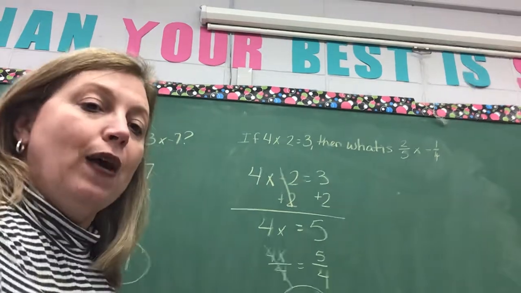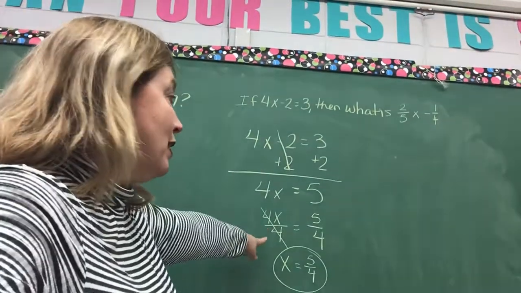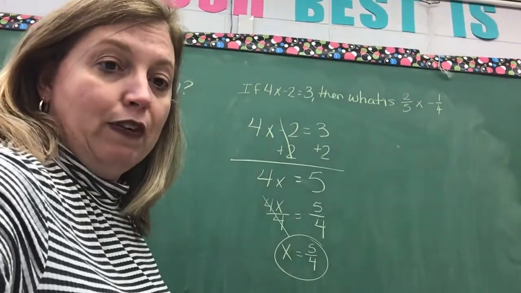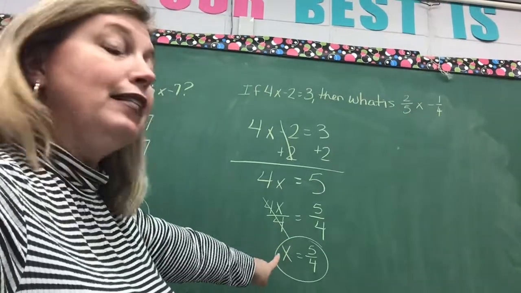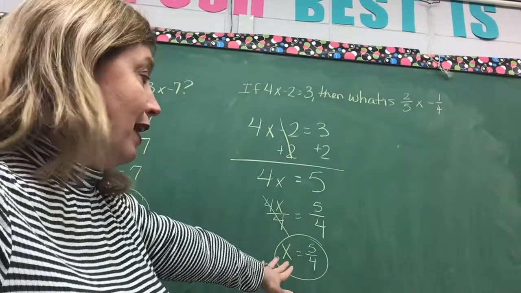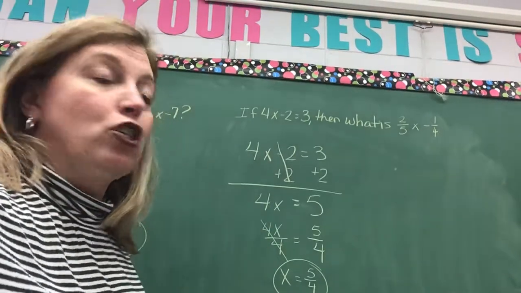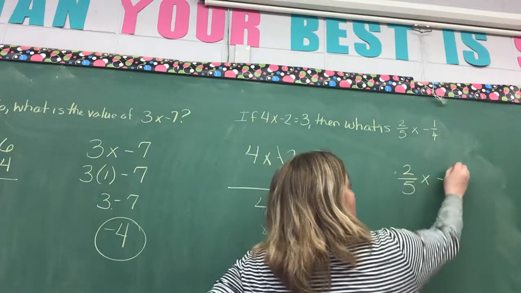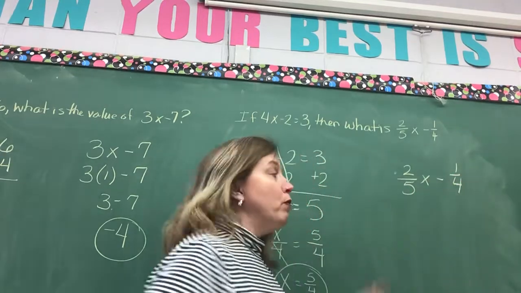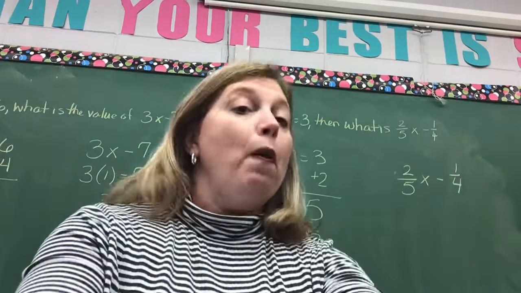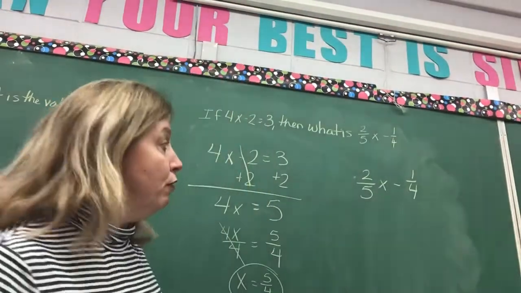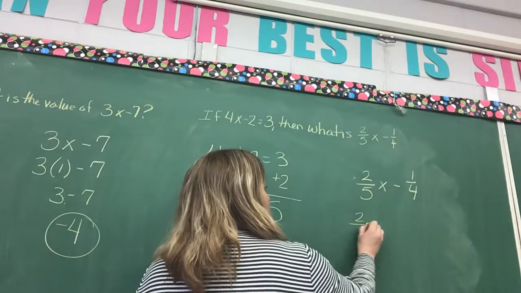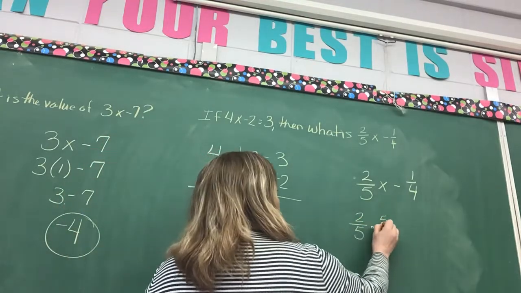So x equals 5/4. We said 4x divided by 4 left us x, and 5 divided by 4, well, that's a fraction, and we're just going to leave it that way. Now, since x equals 5/4, take that x and put it in my new equation at the top. My equation up here was 2/5 x minus 1/4. Okay, well, 2/5 x tells me that I'm going to multiply. I'm going to multiply 2/5 times x, and x we learned was 5/4. So we're going to write 2/5 times 5/4.